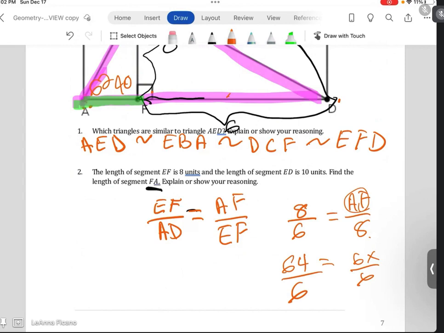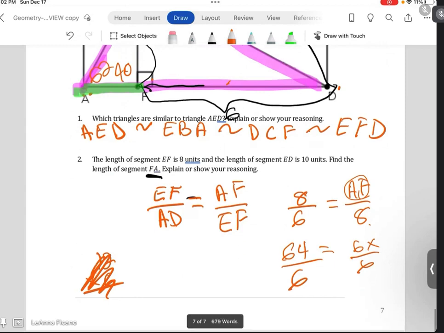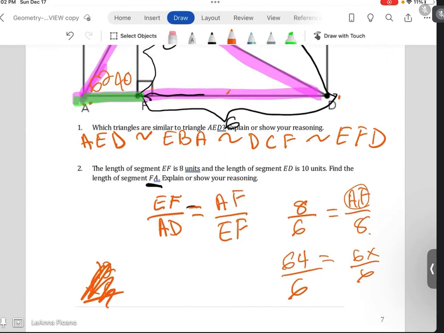Let me just double check that. Nope, 6 times 12 is not 64. Am I doing this correctly? Let me get a calculator. And don't make fun of me. 8 times 8 divided by 6. I get 10.6, so something is up here. I'm doing something wrong. Let me make sure that I have my proportions correct.